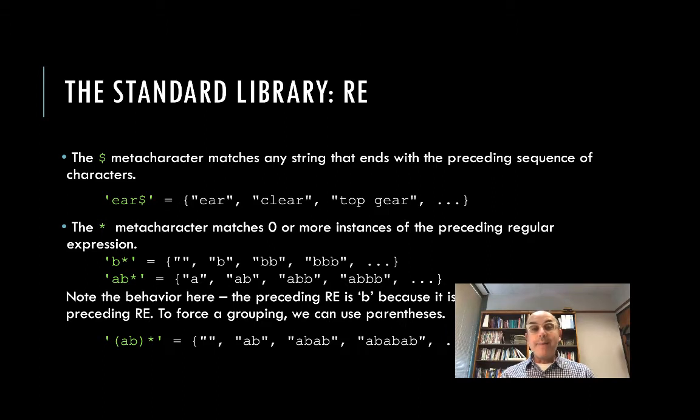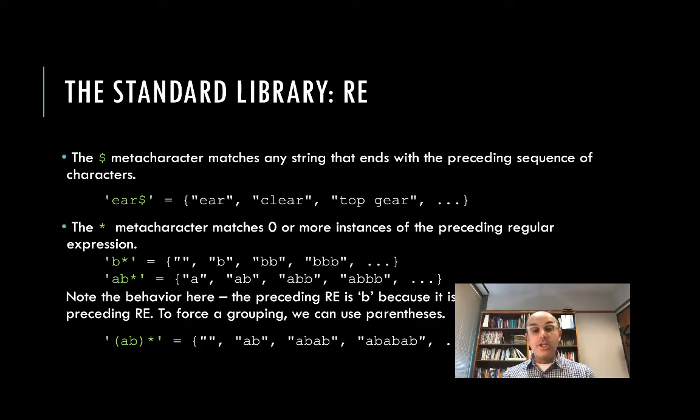The dollar meta character matches any string that ends with the preceding sequence of characters. So if you see "ear$" in quotation marks, it matches "ear", "clear", "Top Gear", etc. And the star meta character matches zero or more instances of the preceding regular expression. Again, look at the star in "ab*" and how it behaves. Note that the behavior here is that the preceding expression is a b, because it's the simplest possible precedent.